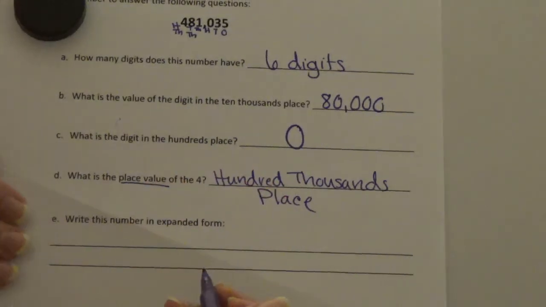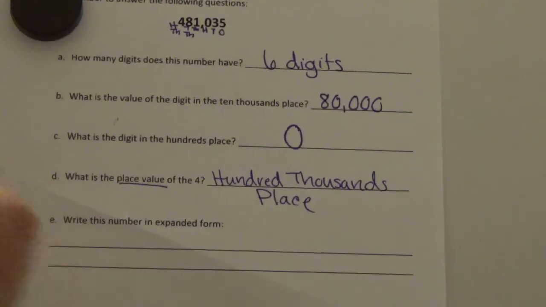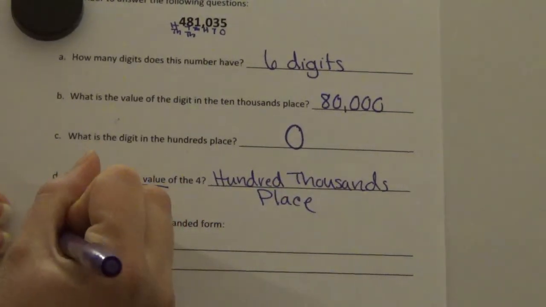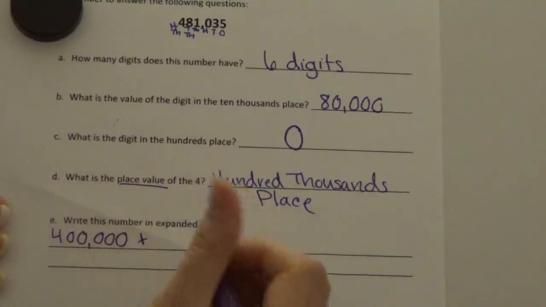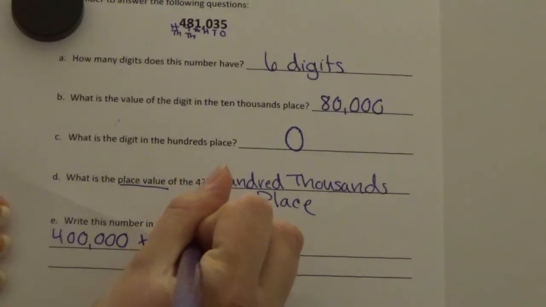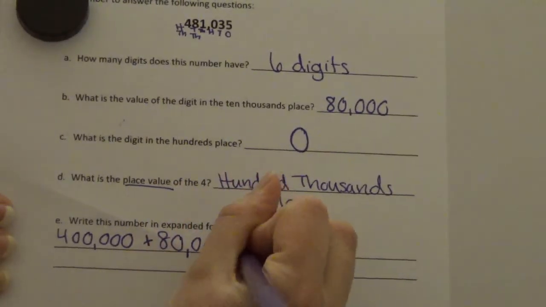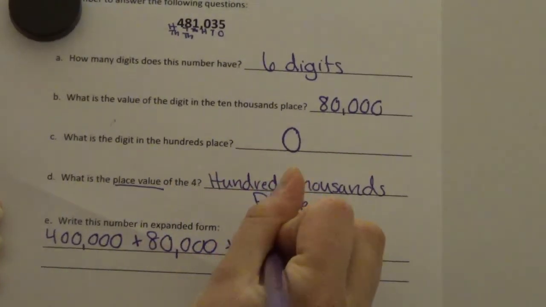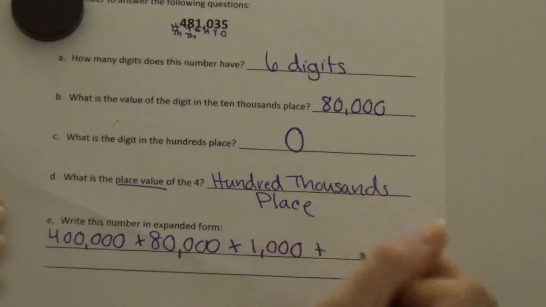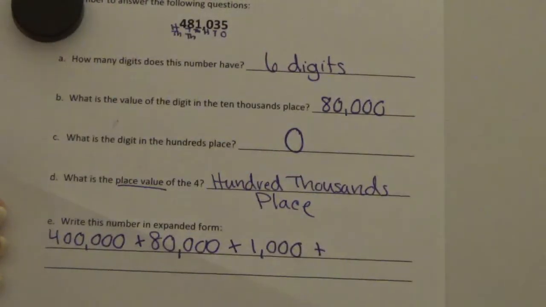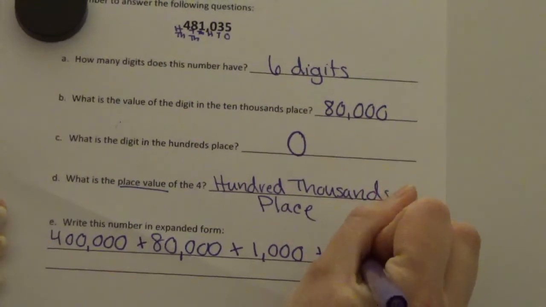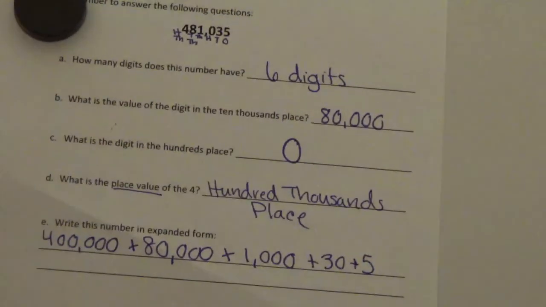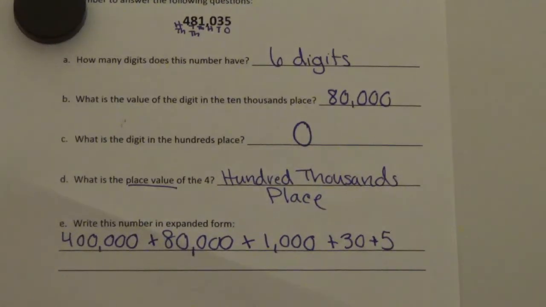Okay, so if I was putting this number in expanded form, I'm starting with the 4 in the hundred thousands place. That represents 400,000. And now I'm adding my 10,000s place, which is 80,000. And then I'm adding my 1,000s place, which is 1,000. Then I'm adding my hundreds place, which is 0, so I'm not going to write anything for that. But my tens has 3, so that's 30, and I have 5 ones. So this is that number in expanded form.